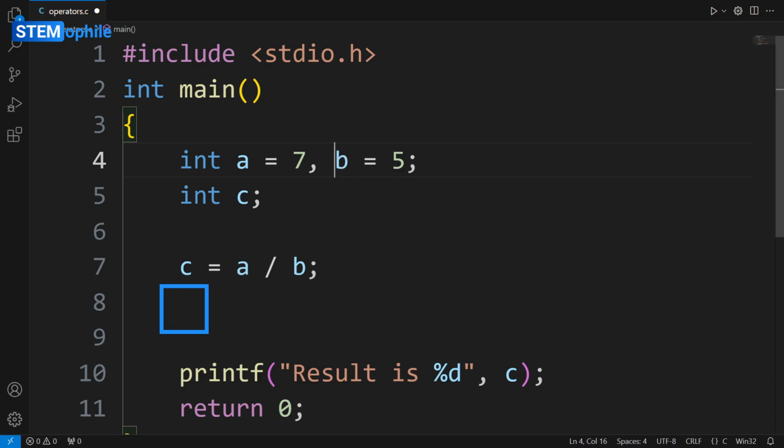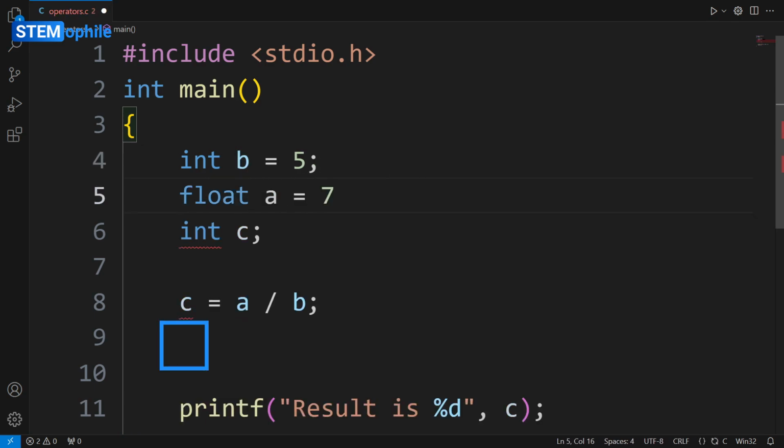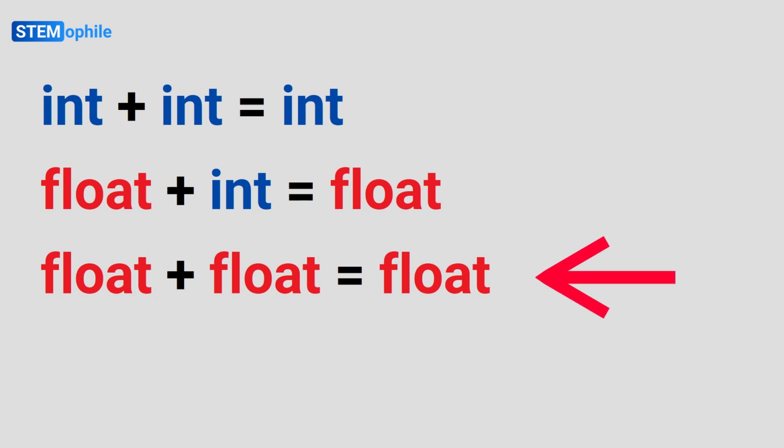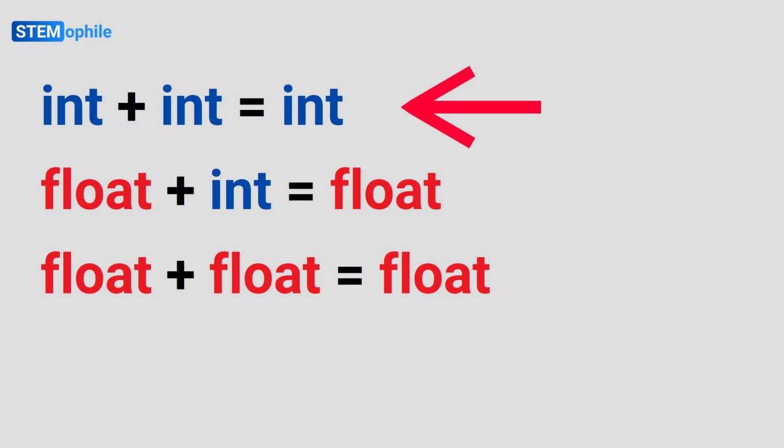To get the correct floating point result, at least one of the variables must be of type float. Let's declare variable a as float. Since at least one operand is float, the result of this operation will be a floating point number. If both operands are floats, the result will obviously be a float. If both operands are integers, the result will be an integer. The same rule applies to other operators as well.